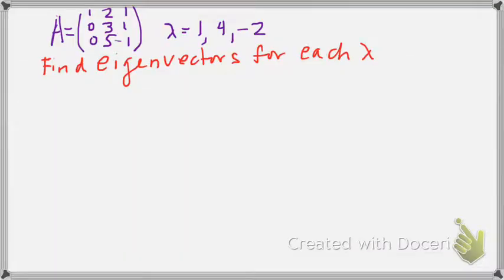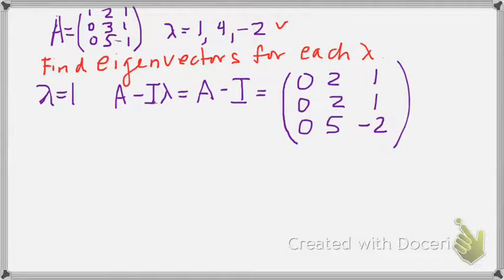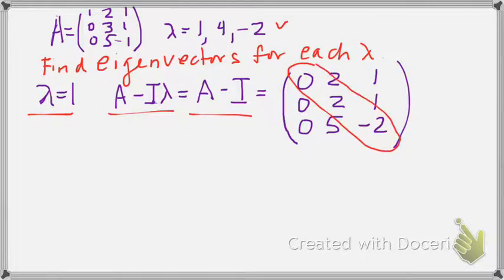Now again, given this matrix A, we found that the eigenvalues were 1, 4, and negative 2. Now we want to find the eigenvectors for each of these lambda. So let's look at when lambda is equal to 1. When we do A minus lambda I, since lambda is 1, that's just A minus I, which means that we subtract 1, which is our lambda, from each value in our diagonal. So we get this new diagonal here, which is our original diagonal minus 1.